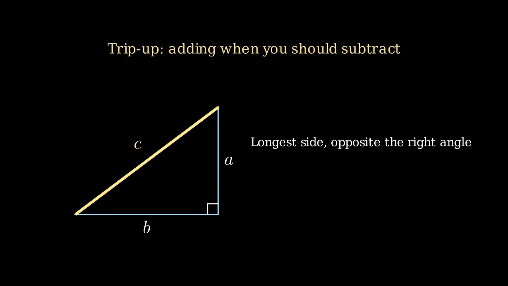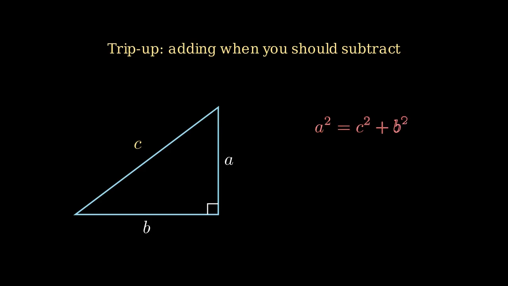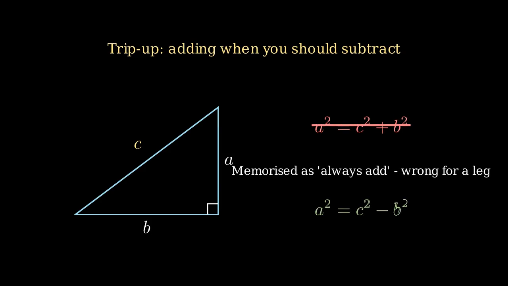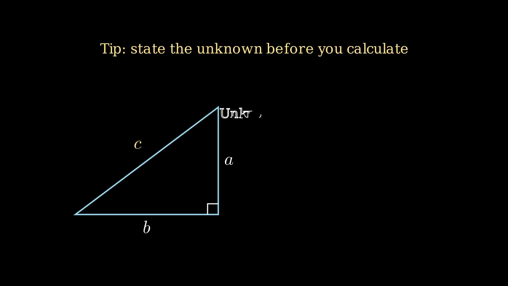Now, here's a common trip-up. When learners are asked to find a shorter side, they often still add the two known squares together instead of subtracting. This happens because the formula gets memorized as simply "always add," without noticing that the rule changes depending on which side is unknown. So here is a teaching tip to avoid that mistake.